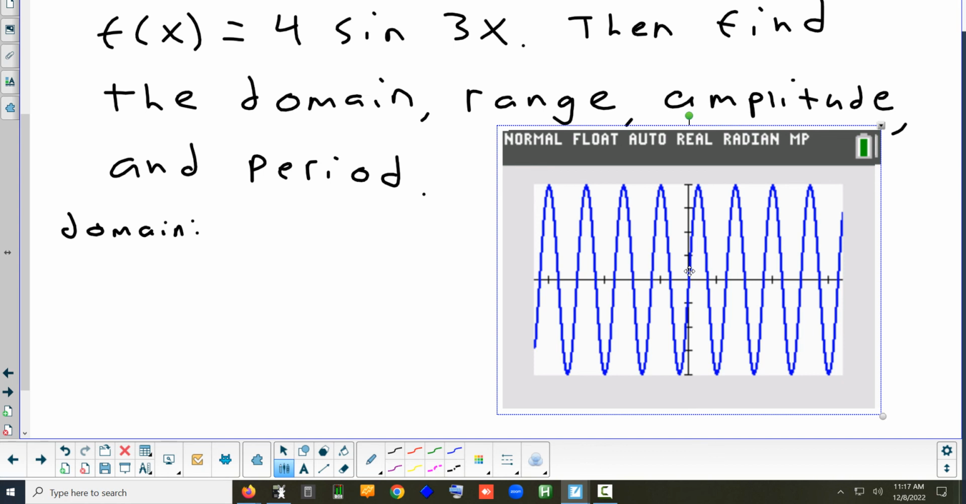the domain of that? All real numbers. There's no gaps, there's no holes, there's no asymptotes. It's a continuous function. You never lift your pencil to draw it. Okay, so that's all real numbers.